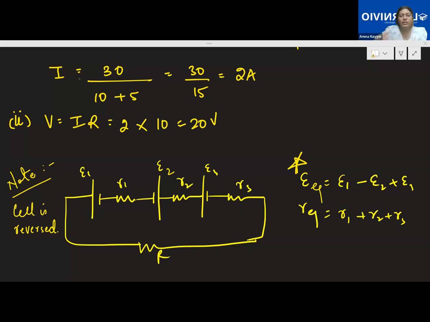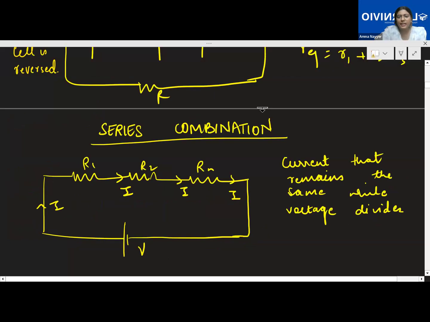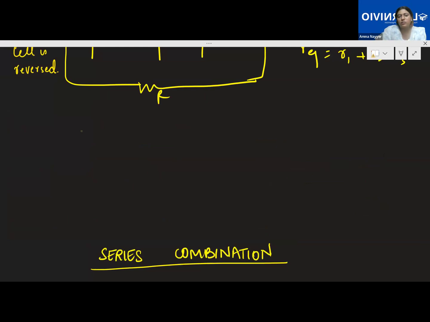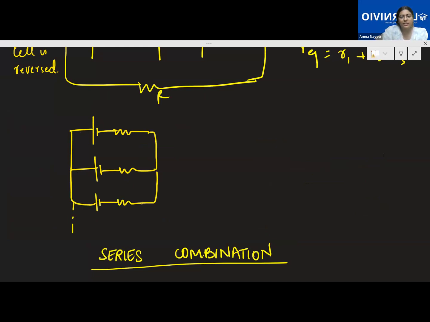Okay, see, for the parallel connection, I'll write it myself. When the cells are connected in parallel, and the question has also come recently, I'll share the question with you. See, this is the resistor connected, this is the cell connected, resistor connected, again cell connected, resistor connected, like this.